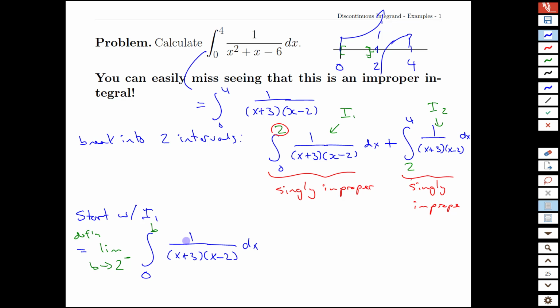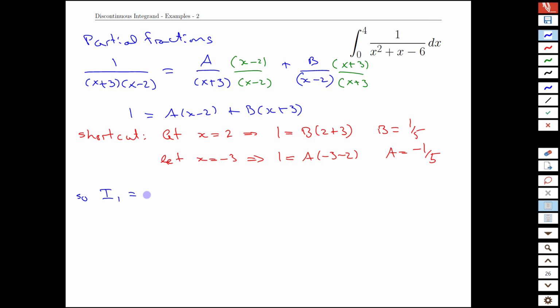and now we have a decomposition of what's inside. So we have our limit, b is going to 2, our integral is from 0 to b, and now we have our a is -1/5, and a went with the 1 over x plus 3, and b was +1/5, and it was over x minus 2. Brackets. And now we can integrate.